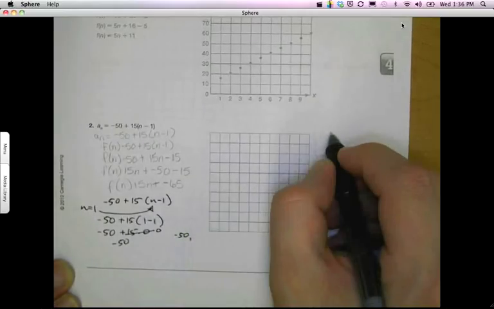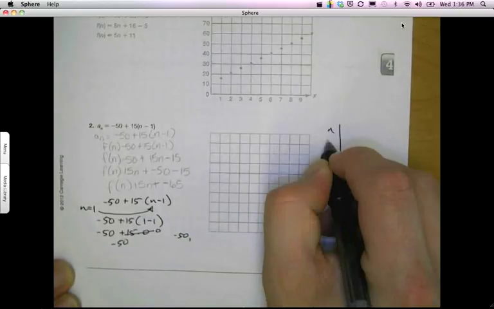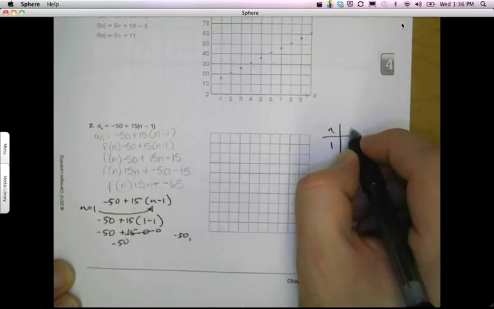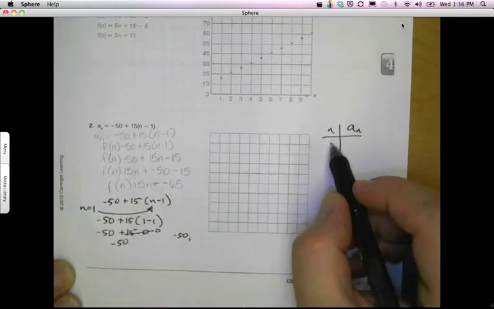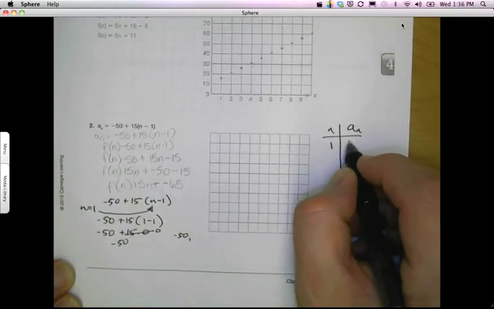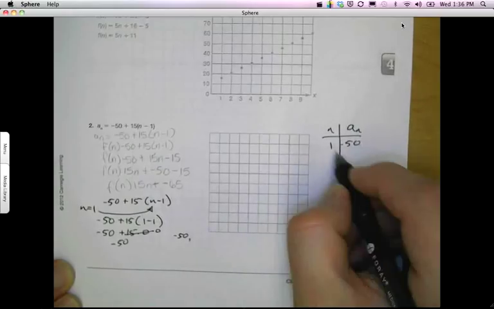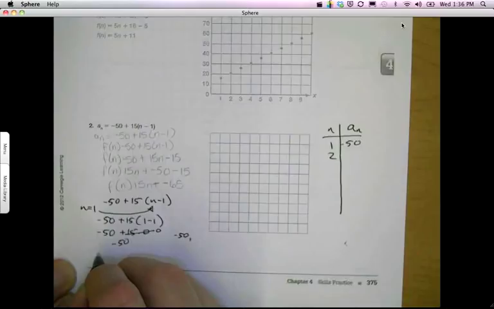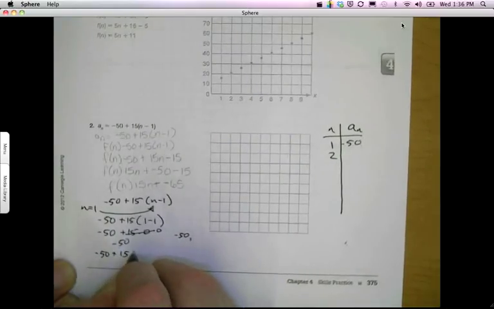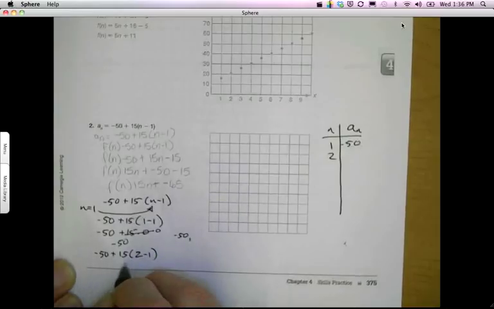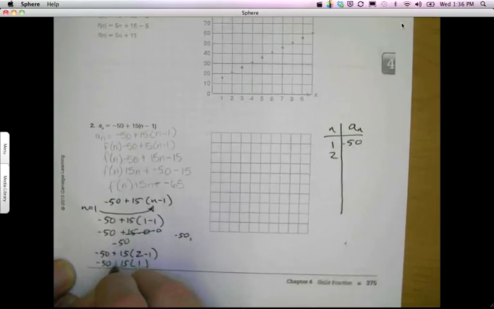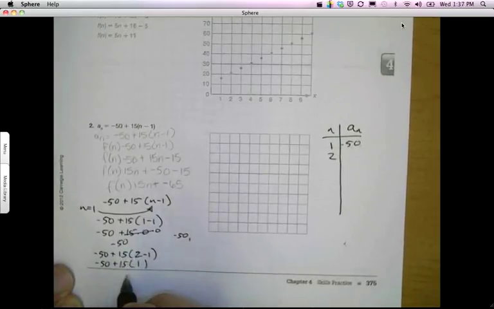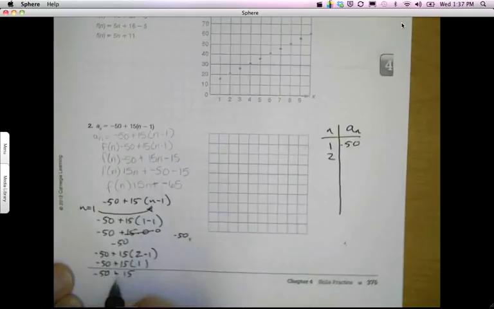And in fact, to make this a little bit simpler over here, I'm going to write a series and make a little XY table, or in this case, it's going to be n and A sub n. So when n is equal to 1, A sub n is equal to negative 50. If I do it for 2, I come along here and put 2 in for my n. I get negative 50 plus 15 times 2 minus 1, which in this case ends up being 1. So 15 times 1, and negative 50 plus that. So what's 15 times 1? 15, there you go. Negative 50 plus 15 is equal to how much?